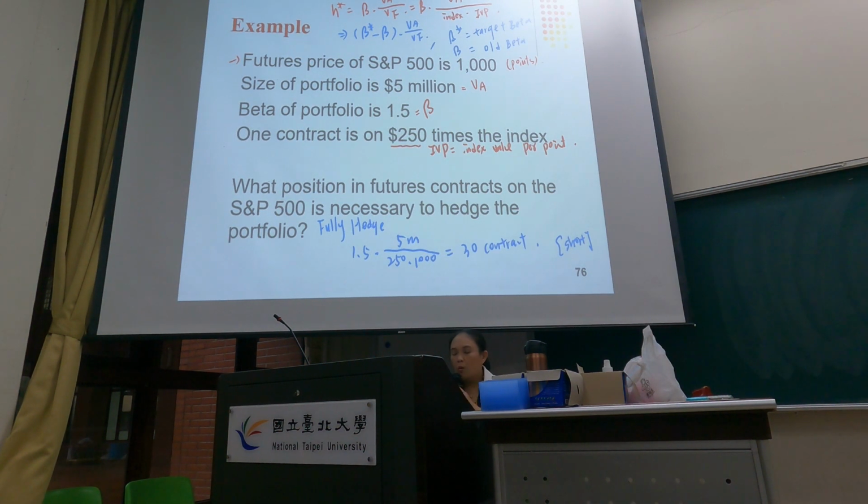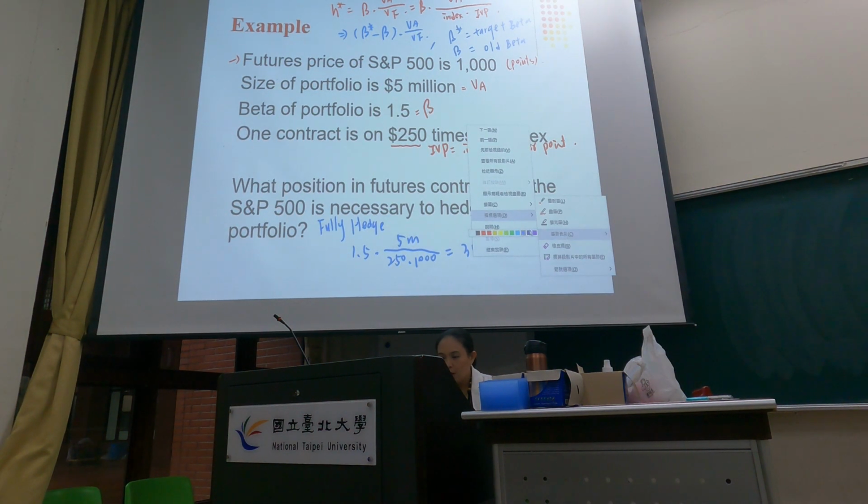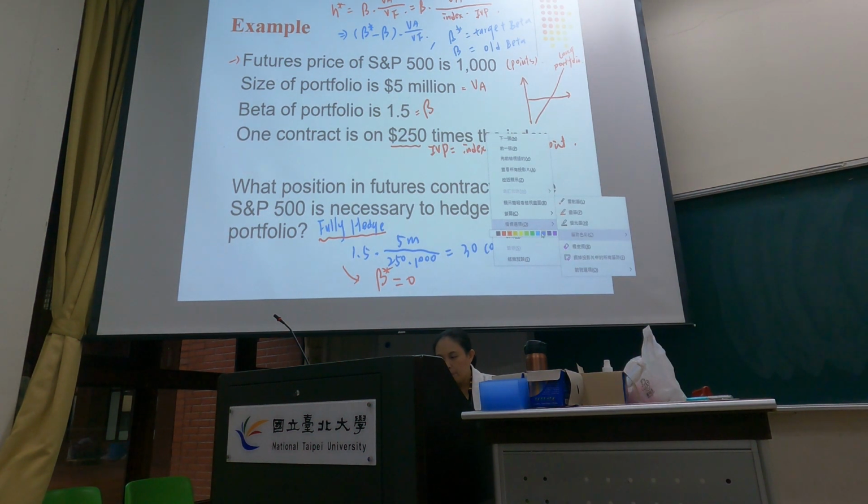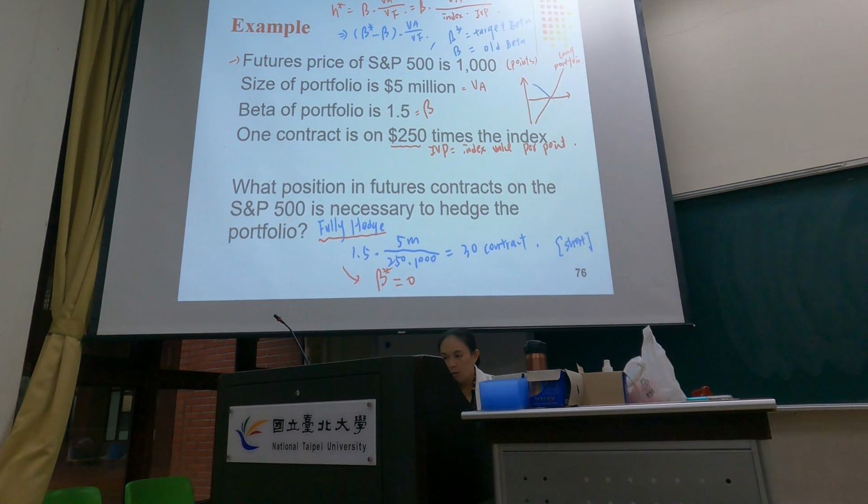All right. So very importantly, if you go short 30 contracts, if that's fully hedged, your goal is to make your beta equal to 0. Okay? So if I draw a diagram, you have a long portfolio, right? And then you go short index futures to hedge.